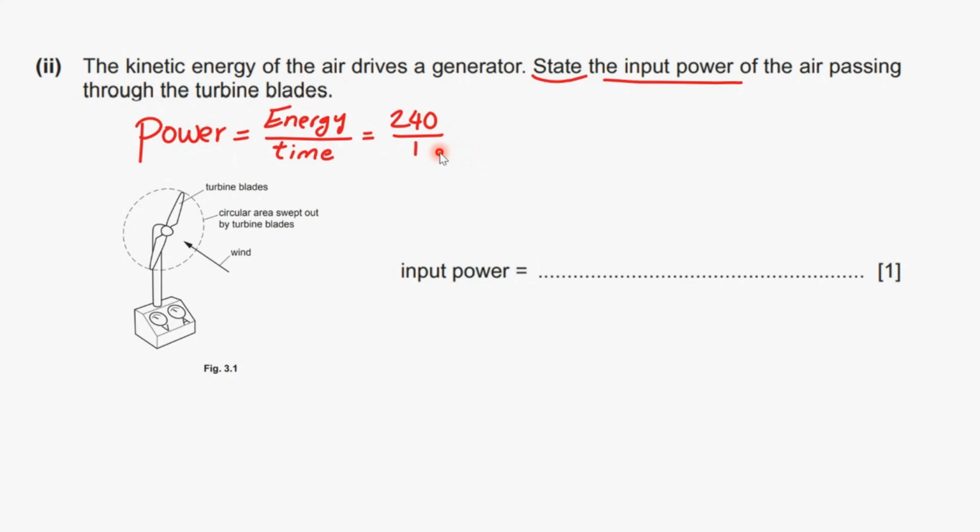This is from section A(i). So finally, it gives us the input power, which is 240, and instead of writing joule per second, we use the SI unit, which is watt. So there is 1 mark here for the 240 watt.